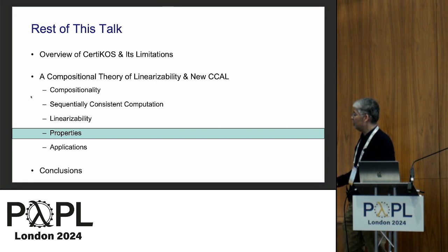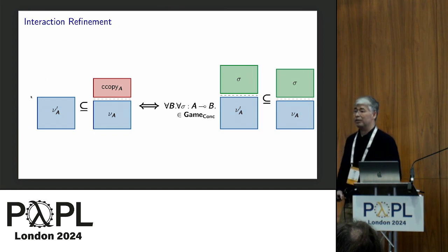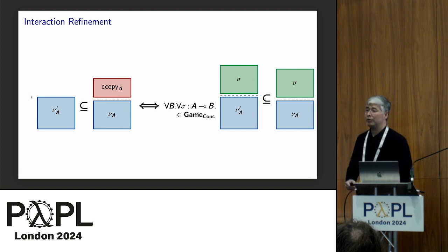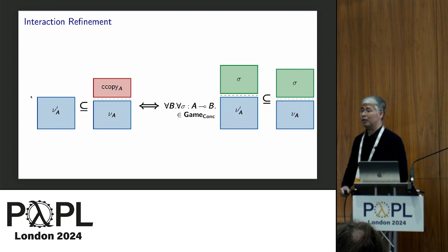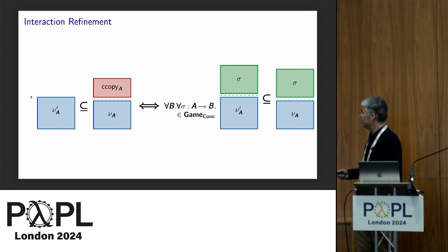So let's talk a little bit about actual properties. So what is the contextual refinement? Remember, I want to define a refinement without talking much about the whole program. But in the concurrent object setting, I basically want to prove something like this, right?